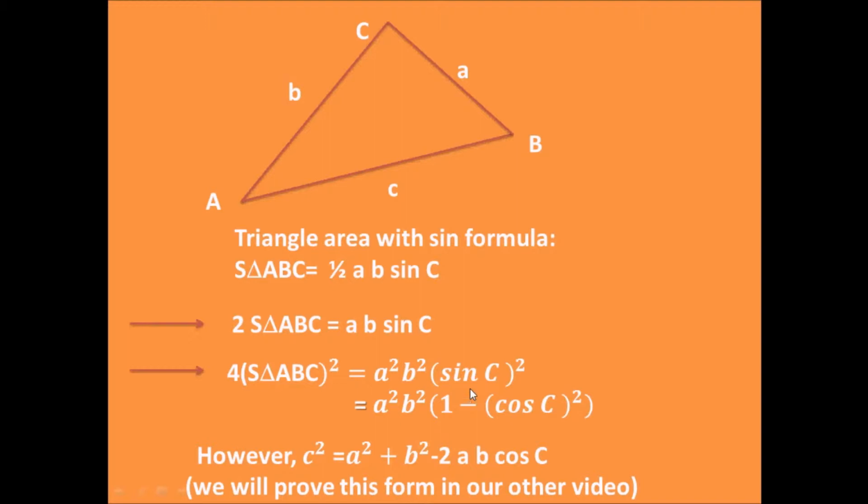Here we use the formula sine squared C plus cosine squared C equals 1. Right away, we will record this formula: c squared equals a squared plus b squared minus 2ab cosine C. If you don't remember this formula, we will prove it in our other video.